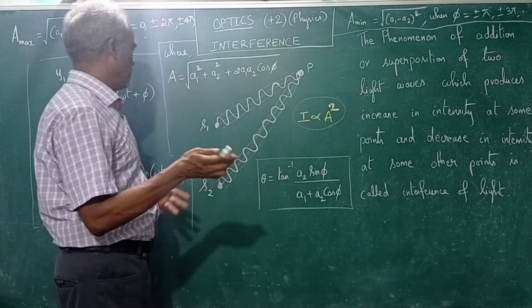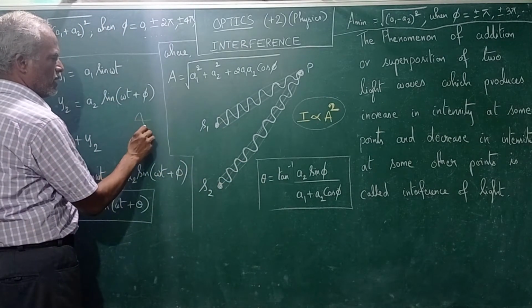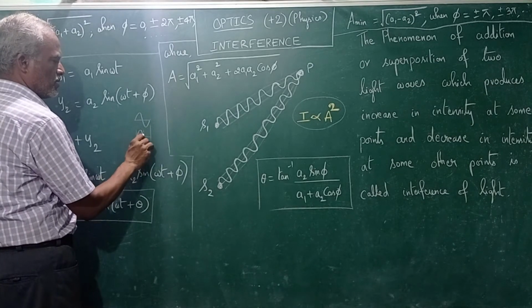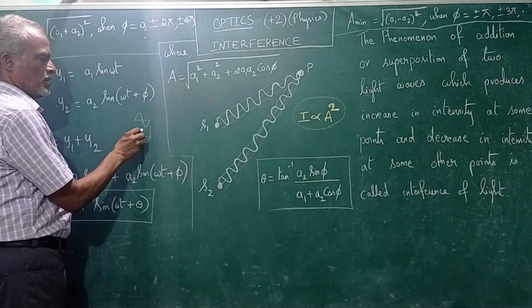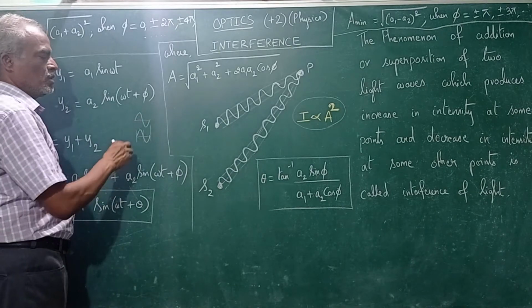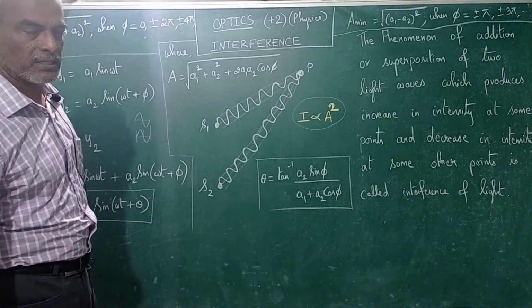So the very simple example is, suppose we have one wave like this and another wave with the same phase, then this is constructive, because this is 0, this is 0. If this is high, this is also high, so both will get added together. So this is a constructive interference. The magnitude will increase.